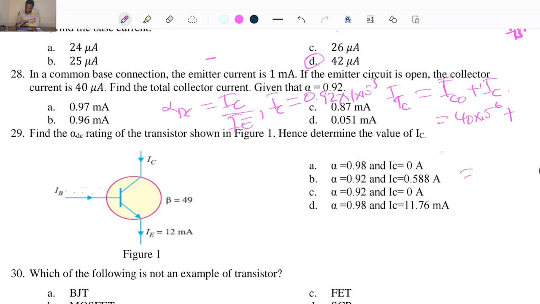So this is going to give us IC to be equal to 0.92 times 10 to the power minus 3 amps. So we get this here. Now that we have them, we just come and add it so that we get the total.